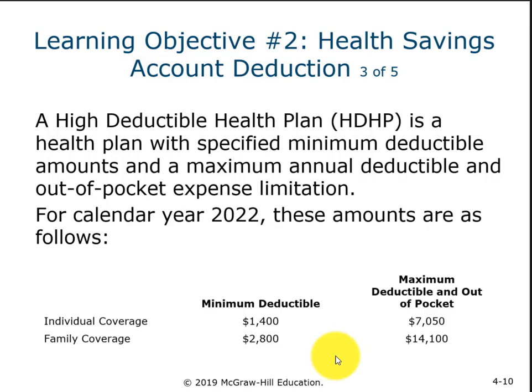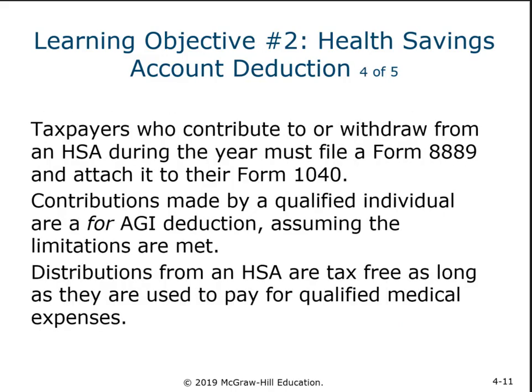They will then make sure that these things are in place, and then this is how much you can put in, total contributions for the year as well. Maximum deductible and out of pocket, the same number applies. So all this is reported on a Form 8889 and put on the 1040.